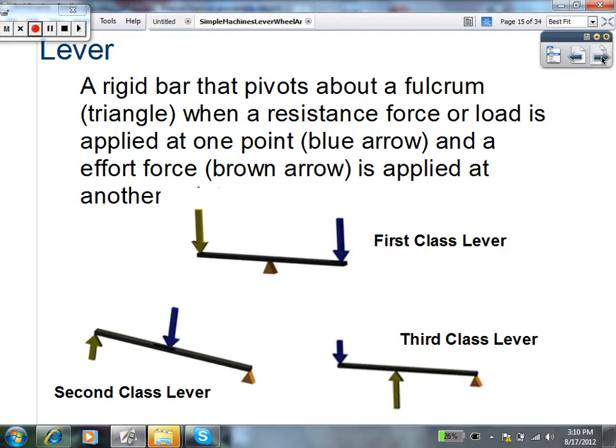So let's look now at the first of 6 simple machines, the lever. By definition, a lever is a rigid bar. It pivots about a fulcrum, that's the triangle in these 3 diagrams, and it pivots when a resistance force or load is applied at one point, and an effort force is applied at another point. There are 3 different types of lever, all depending on the location of the fulcrum in relation to the effort force and the resistance force. We're going to look at each of these separately.